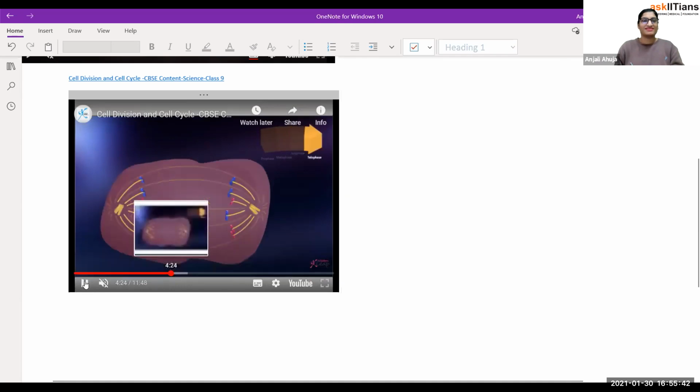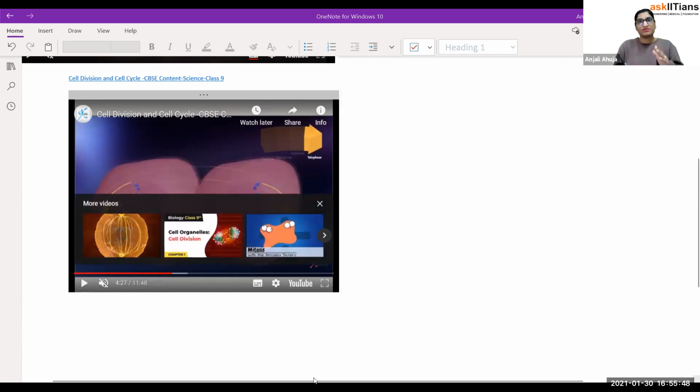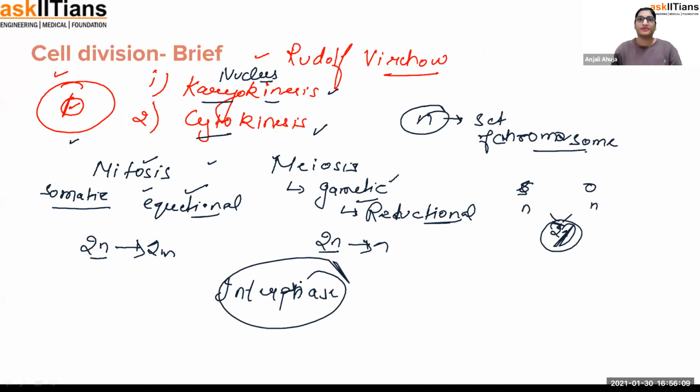I'm going to tell you one more thing, guys. Even if it is mitosis, even if it is meiosis, before them there is a phase known as interphase. Interphase means when the cell's content is getting doubled. DNA, everything is getting doubled. That is interphase. And then when cells start dividing, we call it the M phase. In mitosis, we call it mitosis. In gametic cells, we call it meiosis. But interphase happens in all of them. Clear? So I suppose now you have a clear idea about cell division.